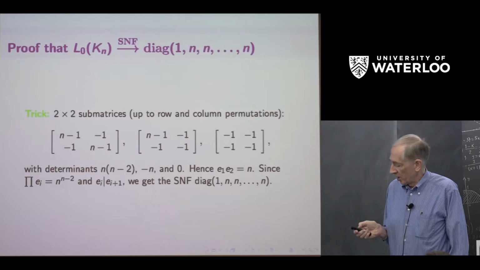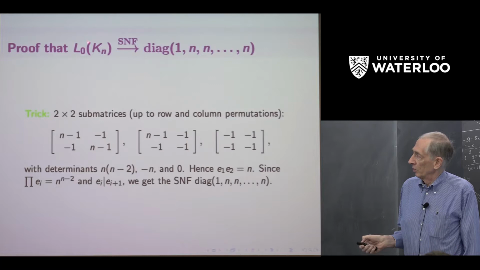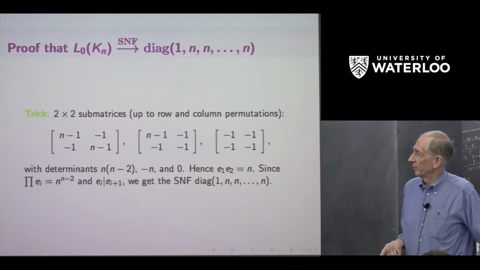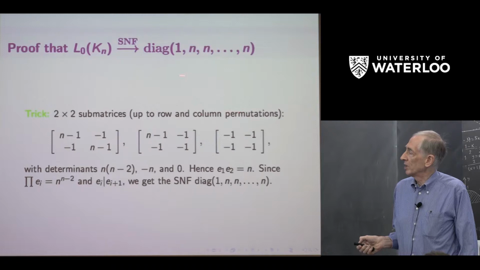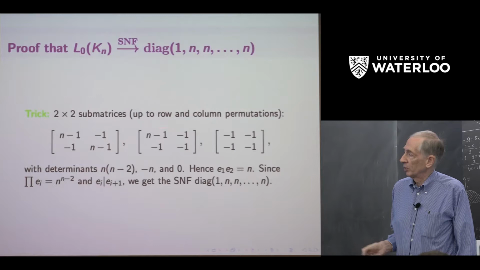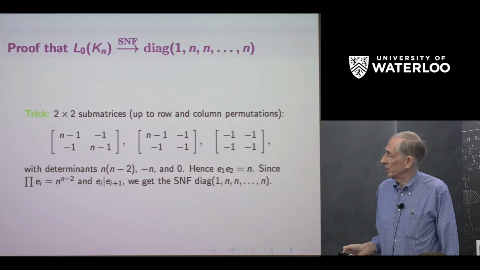So how can we prove the complete graph reduced Laplacian matrix has this SNF 1, n, n, n? Well, we just use the fact that the 2x2 submatrices of this reduced Laplacian have one of these three forms up to row and column operations. Easy to check. And the determinants of these three matrices are n times n minus 2, minus n, and 0.